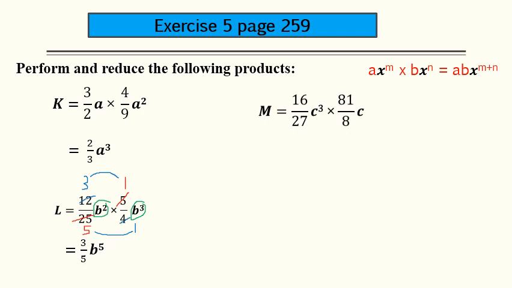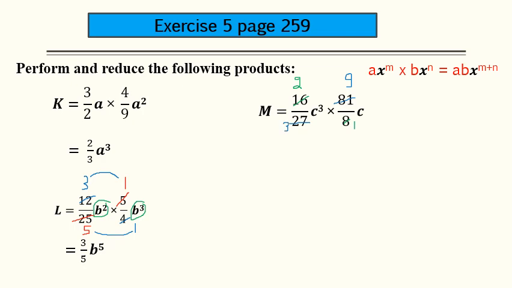M equals 16 over 27, c cubed, times 81 over 8, c. They are multiplied by each other. Okay, 16 and 8 both are divisible by 8. 16 divided by 8 is 2. And 8 divided by 8 is 1. What do we still have here? 81 in the numerator and 27 in the denominator. Both are divisible by 9. So let's divide by 9. 81 divided by 9 is 9, since 9 times 9 is 81. 27 divided by 9 is 3.